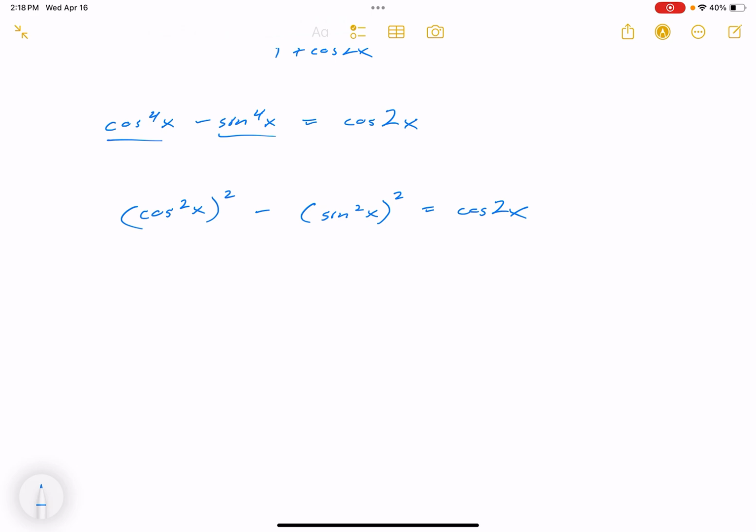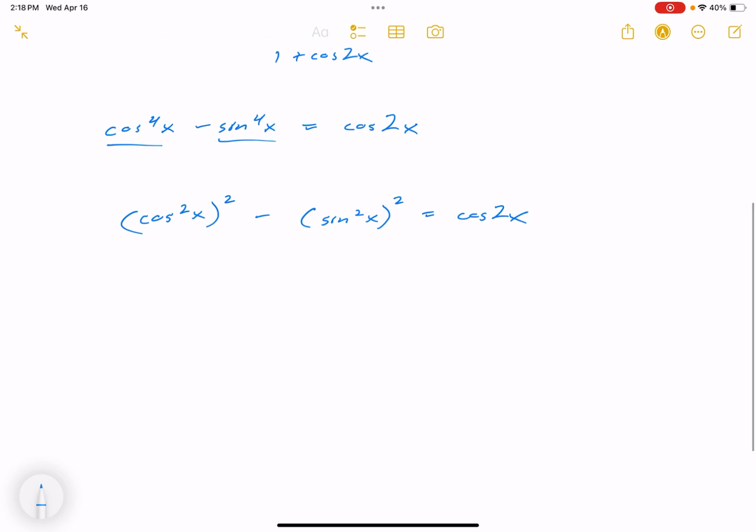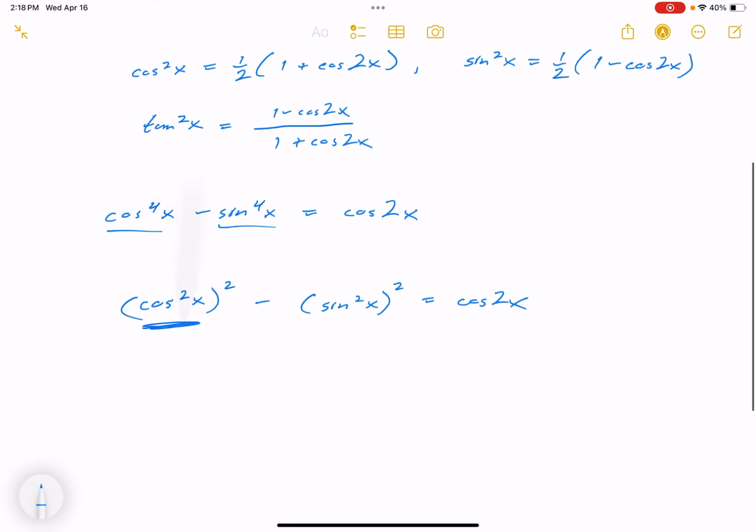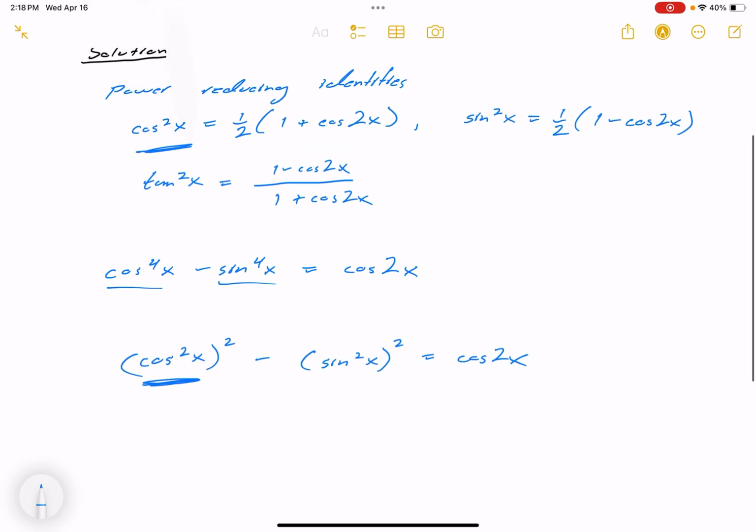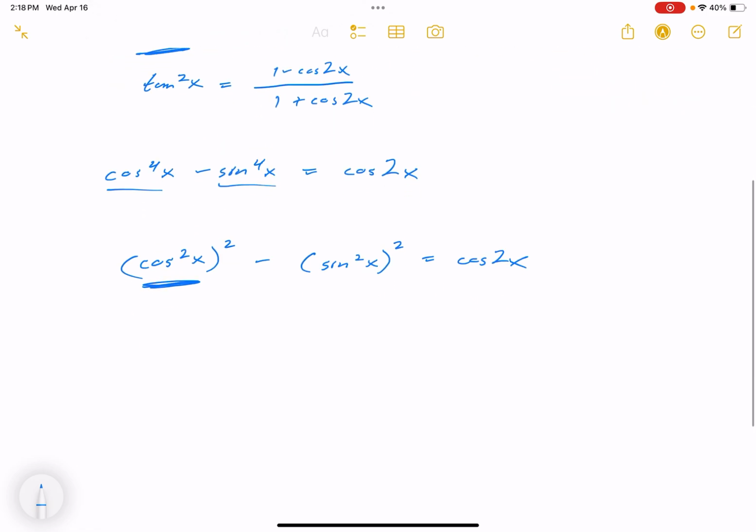Anyways, let's go ahead and continue. Now, look at that. We can substitute this for one of the identities. So let's go ahead and do that.